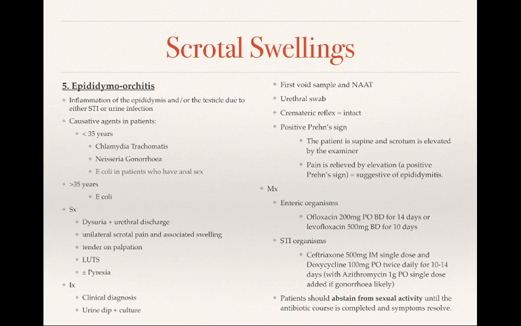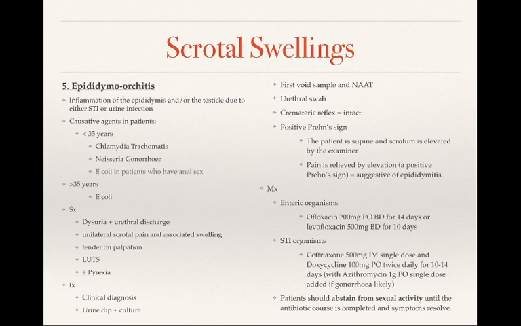Then comes gonorrhea. And in patients who have anal sex, E. coli is the culprit. In patients greater than 35 years of age, it is often E. coli, the causative agent. They present with dysuria and urethral discharge. They would also present with unilateral scrotal pain and associated swelling. It will be tender on palpation, and they may also present with LUTS as well, and have fever.